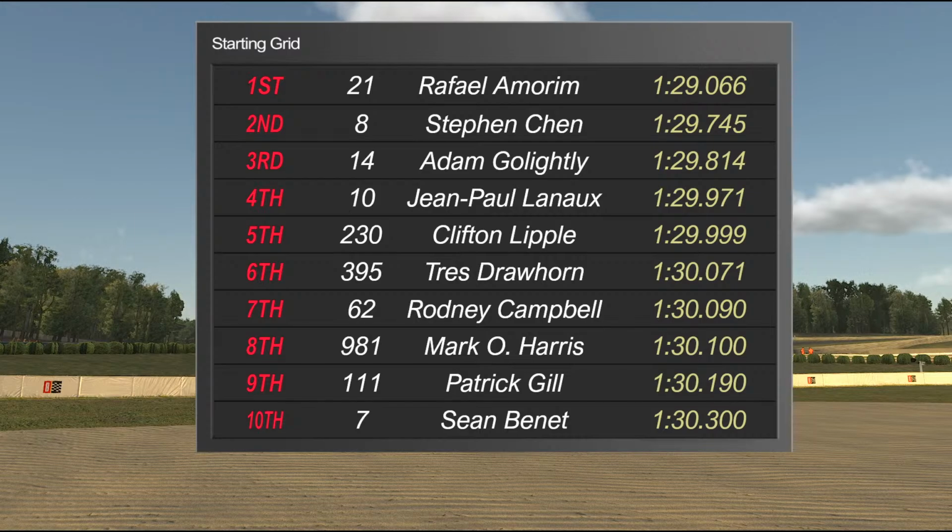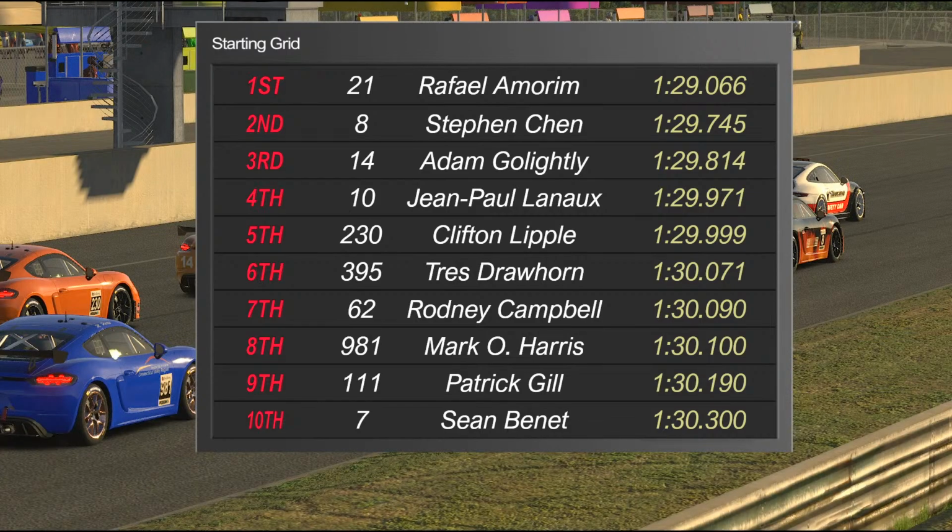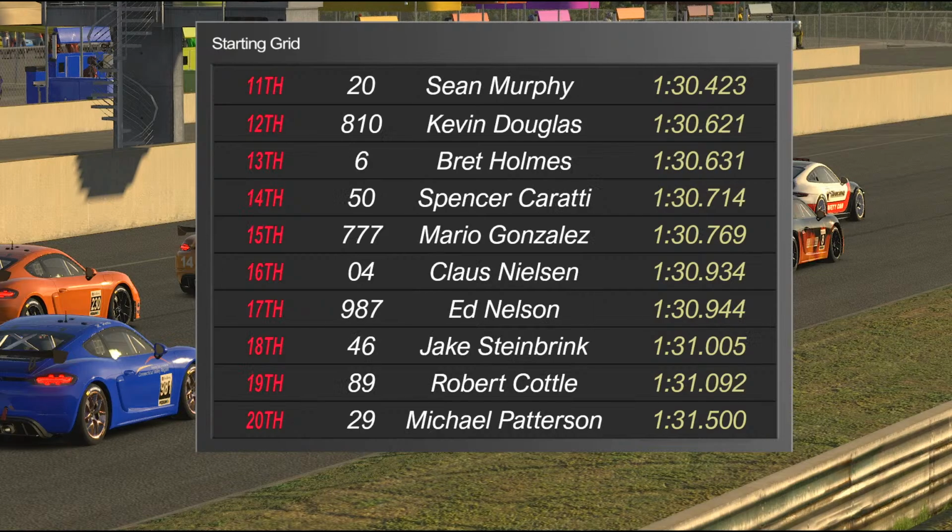Trey Drawhorn, winner at Laguna Seca, starts 6th. 7th is Rodney Campbell. Mark Harris rides in 8th. 9th is where you'll find Patrick Gill, and Sean Benet rolls off from P10. Sean Murphy will be starting in the 11th position, followed by Kevin Douglas in 12th. Brett Holmes will start in the 13th position, followed by Spencer Karate in 14th.